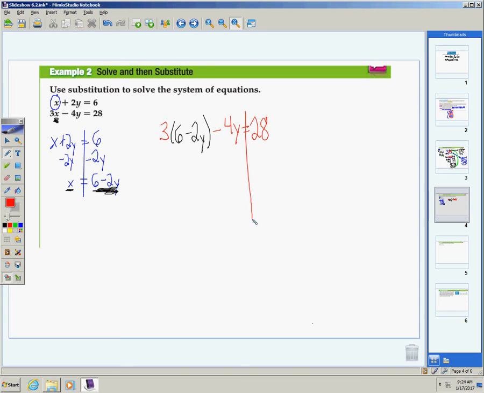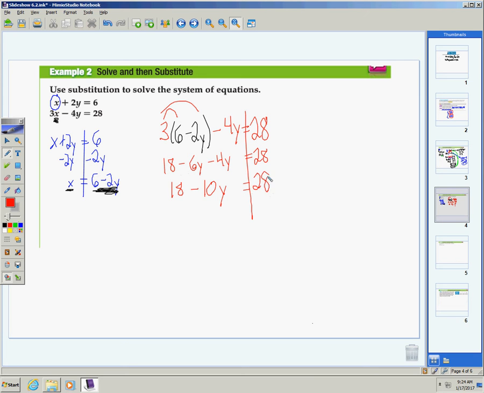First thing I have to do is distribute. 3 times 6 is 18. 3 times negative 2y is negative 6y. Minus 4y equals 28. I'm going to combine my like terms. Notice it's negative 6y minus 4y, so I get negative 10y. Don't accidentally do 6y minus 4y. Always remember to look in front of the term to see what the sign is.